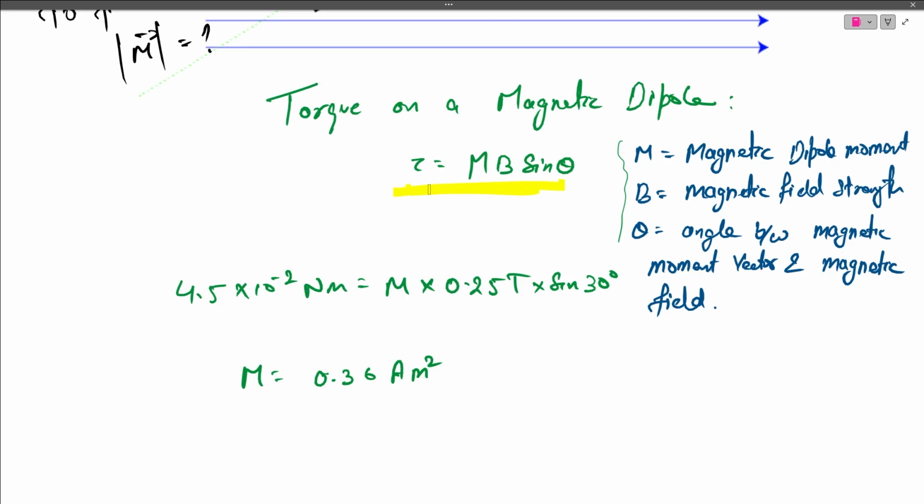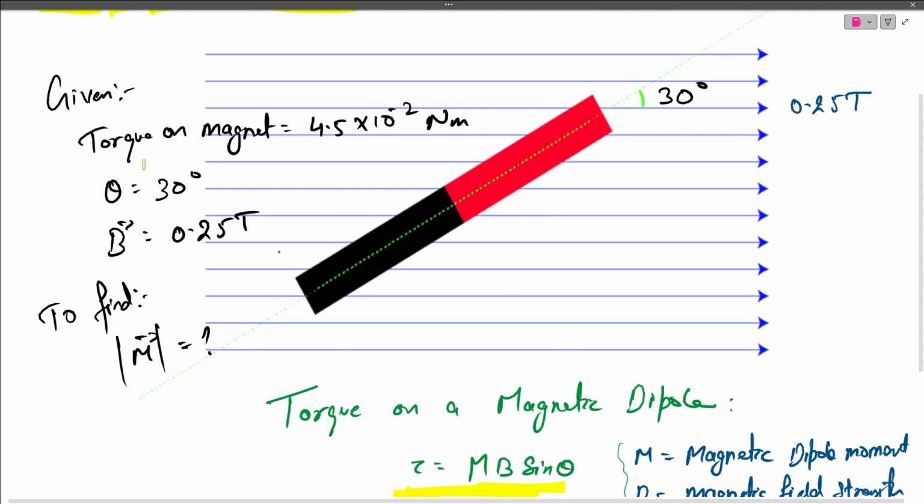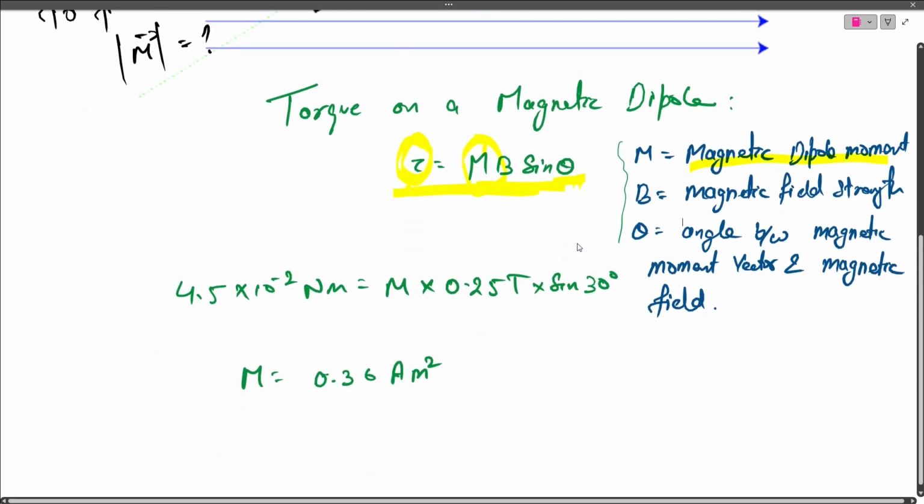Torque equals mB sin theta. Now in this question we have been given the torque on the magnet, that is, we have been given this value tau, theta we have been given, and we have been given the magnitude of the magnetic field, that is B. So we only need to find out m, where m stands for the magnetic dipole moment of this bar magnet.